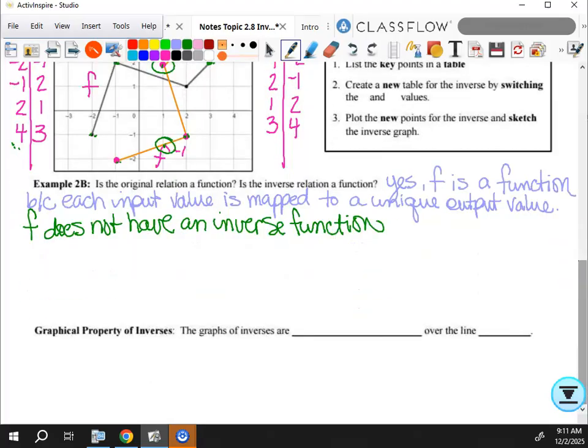All right, and here's the best way to keep up with this. We're talking about the function the whole time. We're not actually talking about the inverse. We're talking about the function. The function is a function. The function does not have an inverse.